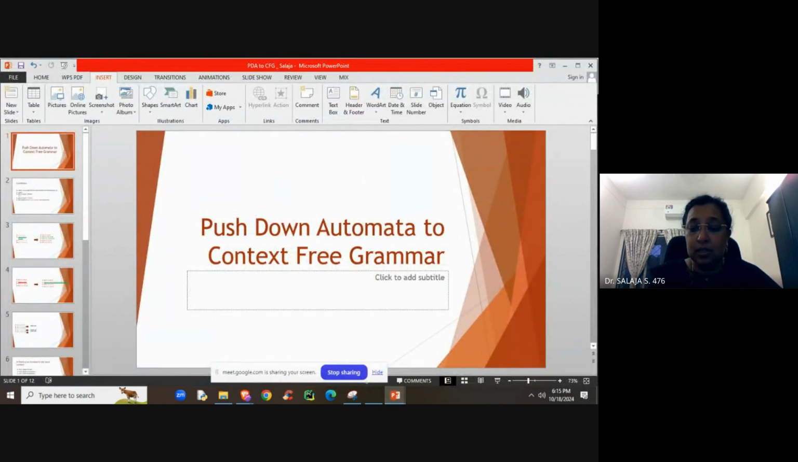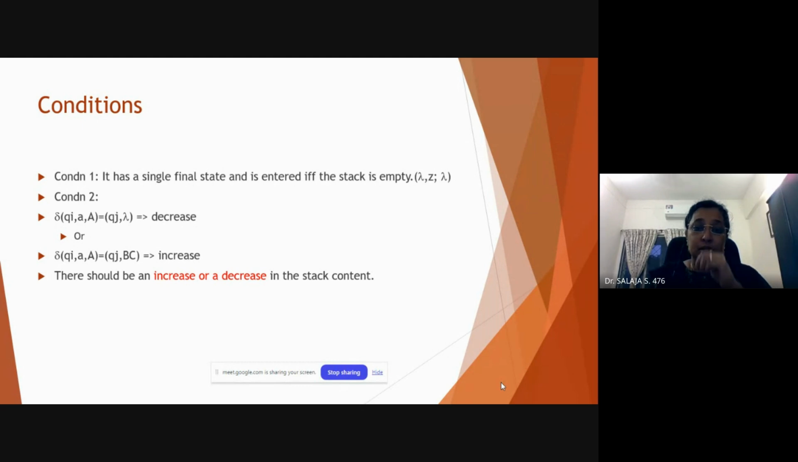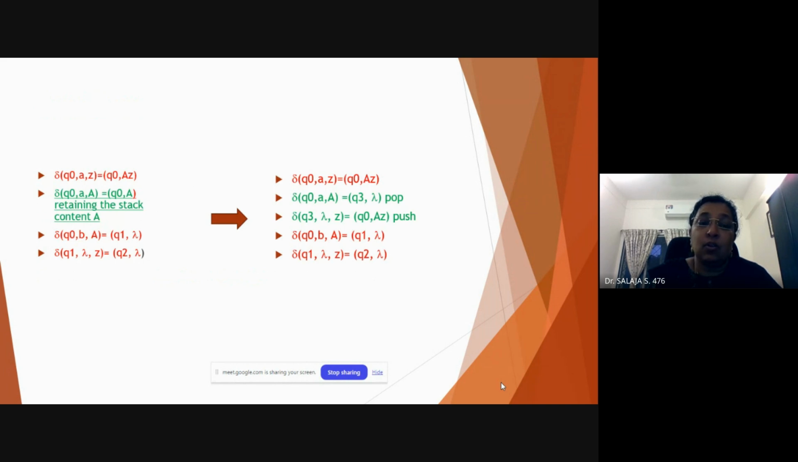Okay, today we'll discuss the pushdown automaton to context-free grammar conversion, for which the conditions are it has to have a single final state and there should be a decrease or an increase in the stack content. So now the first question is, what if there is a retaining of the stack content?